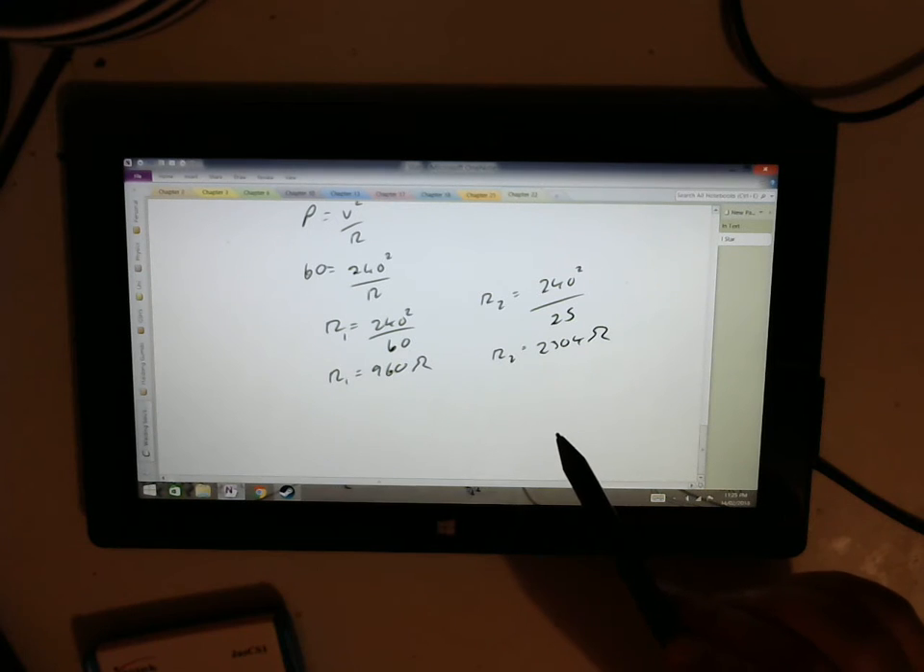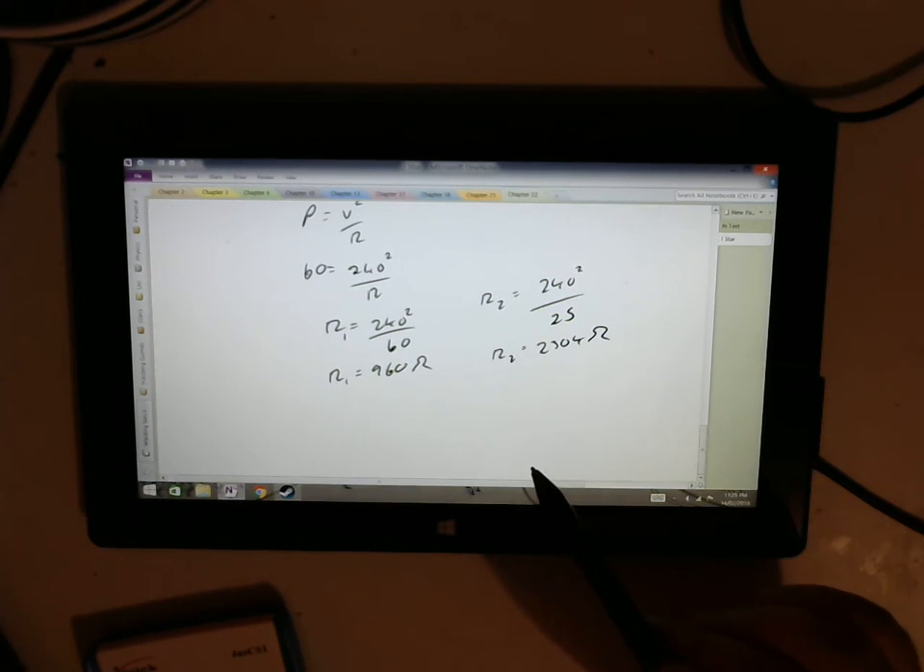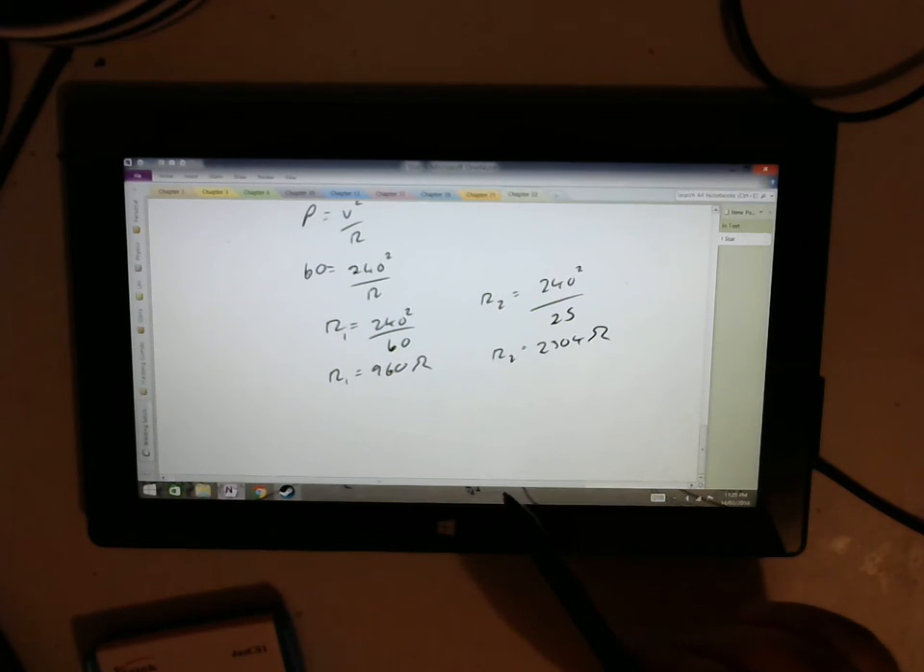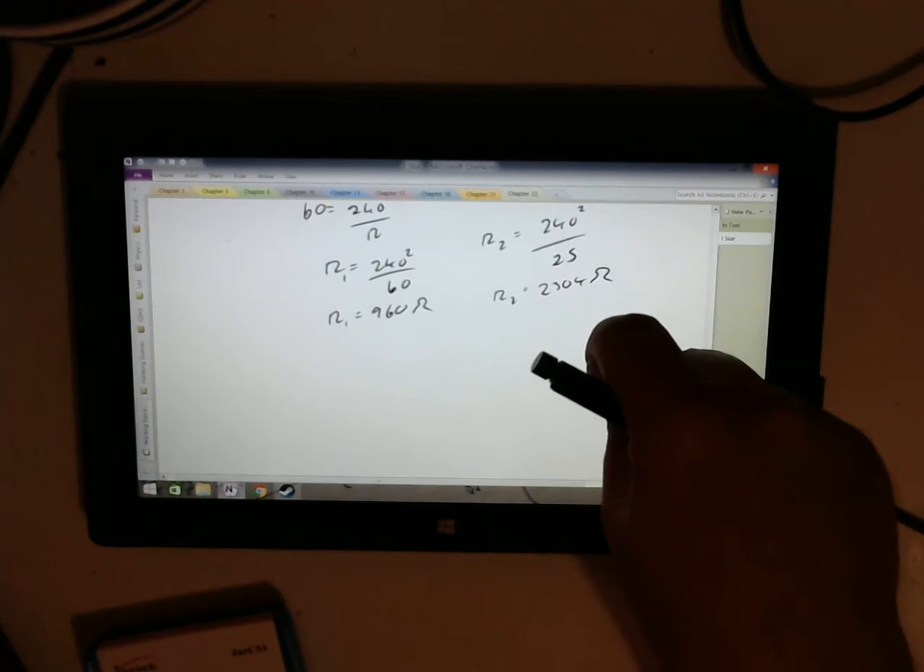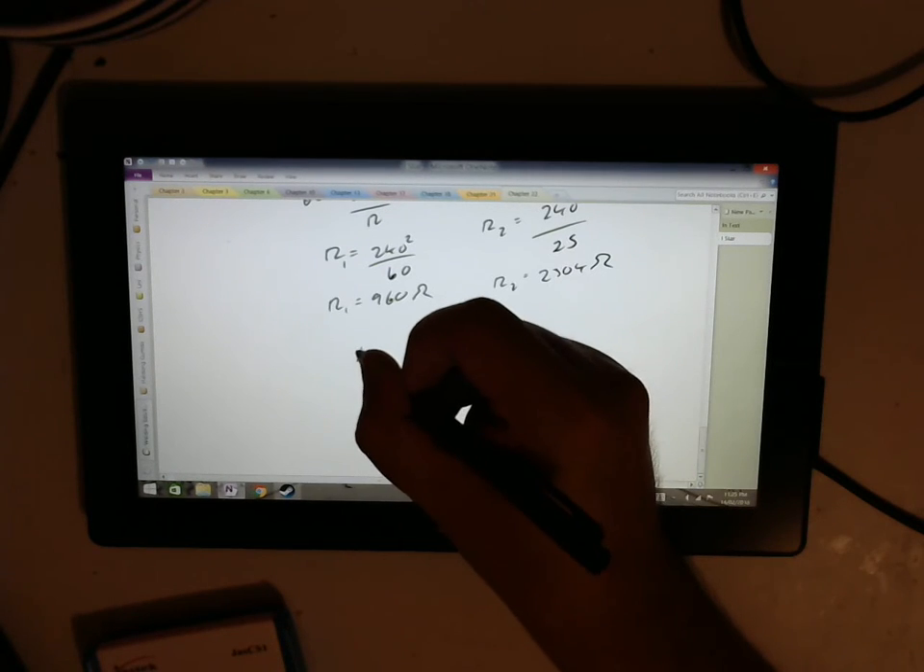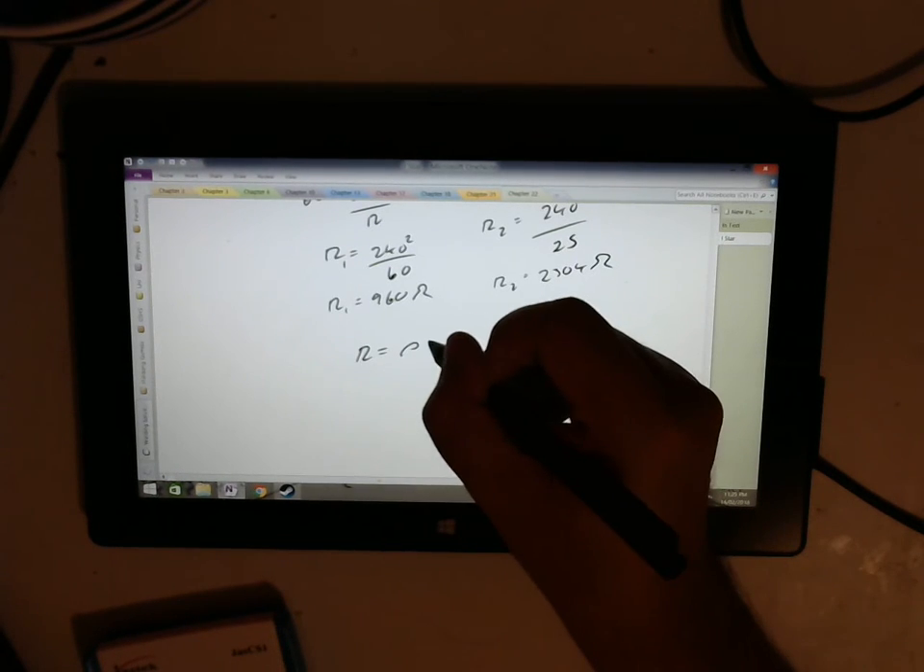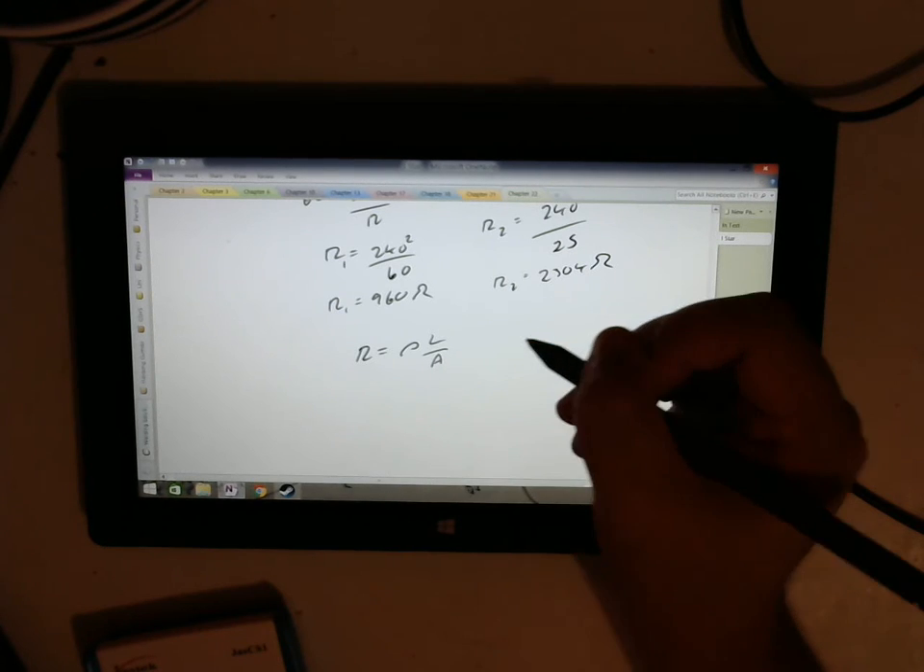But the second part of the question is about diameter. What is the thicker bulb filament really? So it's asking for the thickness. So it's going to have something to do with this resistance. Let's look at our formula for resistance. Resistance is equal to resistivity times length over area.